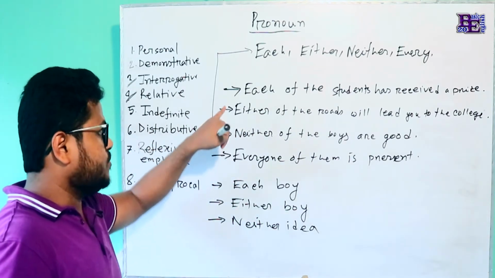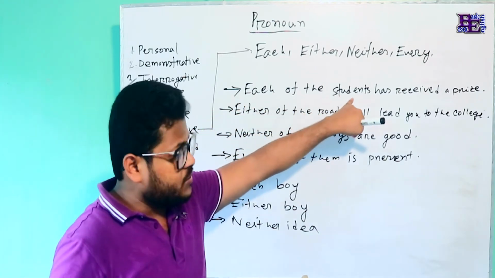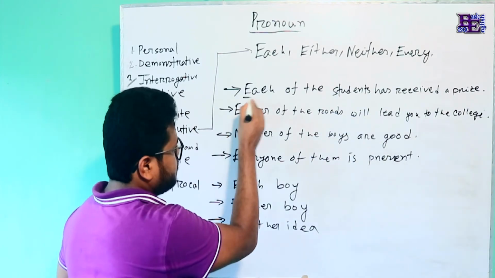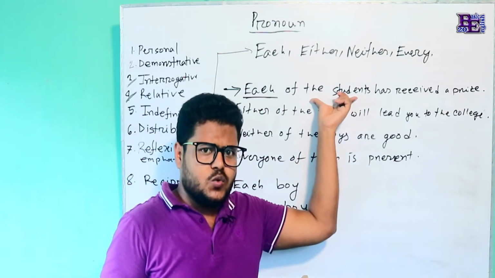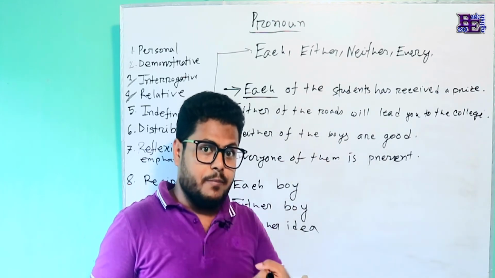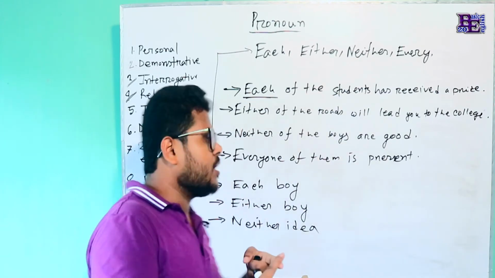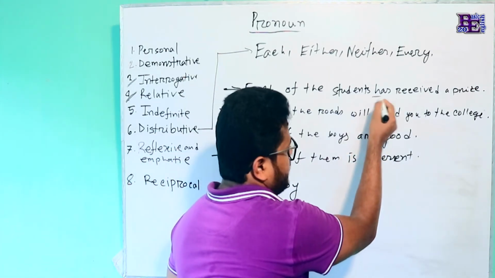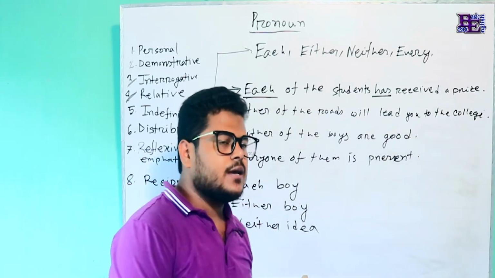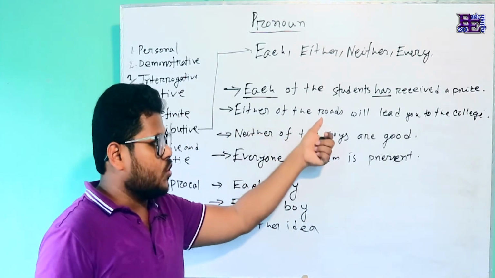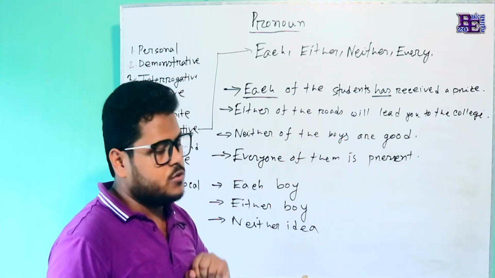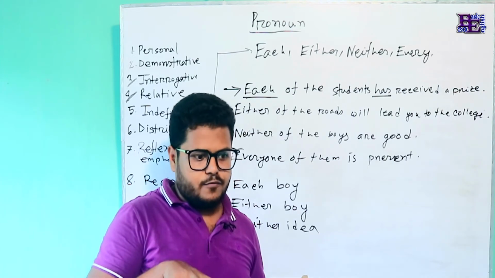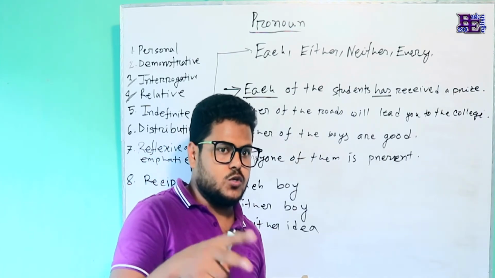As in the first example, you can see each of the students has received a prize. Okay, so here each means there are some other students. We are referring to all of them, but one by one. That's why each has a singular form, and it has received a singular verb, that is has, not have. Okay, so in the next sentence, either of the roads will lead you to the college. That means there may be two roads, and you can follow either of them to go to a college.